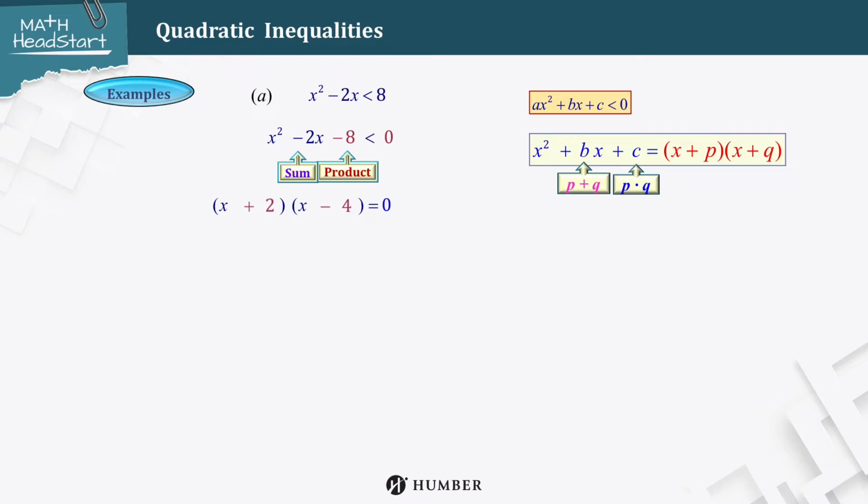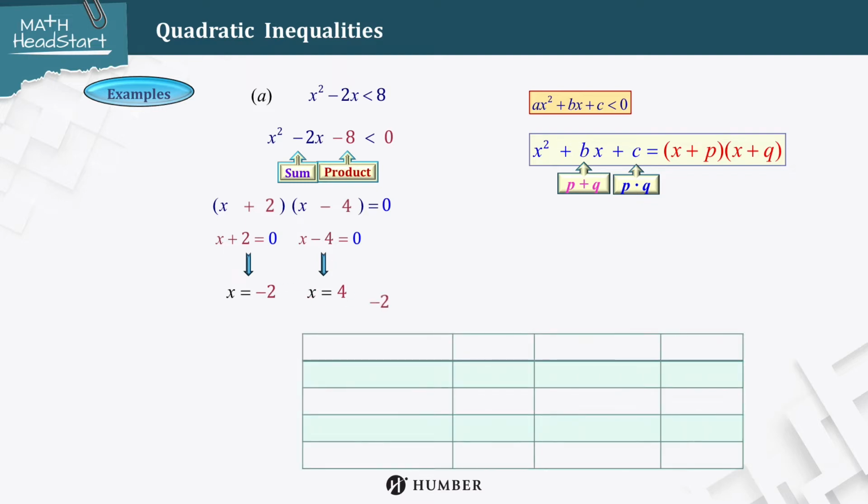Then find the roots by letting each factor equal 0. We found two roots as negative 2 and 4 in this manner. Let's make use of these roots to create the intervals. The intervals are less than the smaller root negative 2, between negative 2 and 4, and larger than the larger root 4. Then pick a test value for each interval.